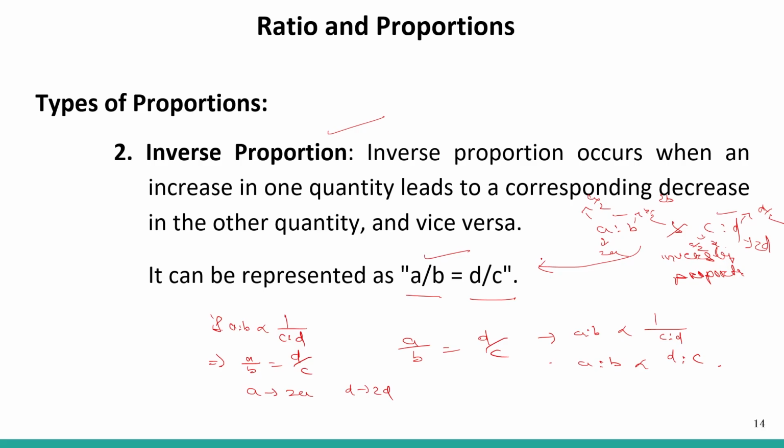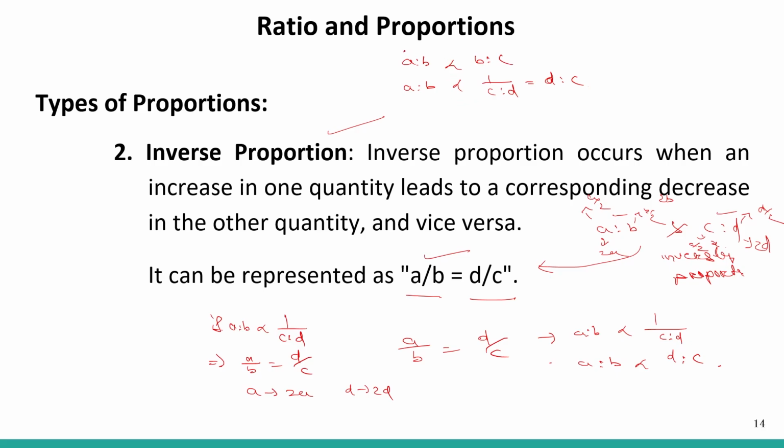So let's go forward. You can see the comparison. Let's compare. A is to B is directly proportional to C is to D, and A is to B is inversely proportional to C is to D, that is directly proportional to D is to C.